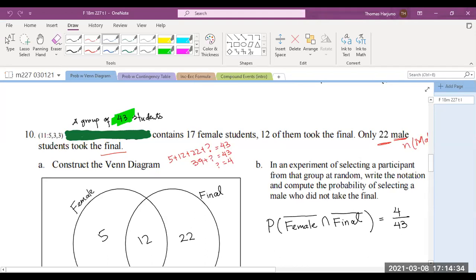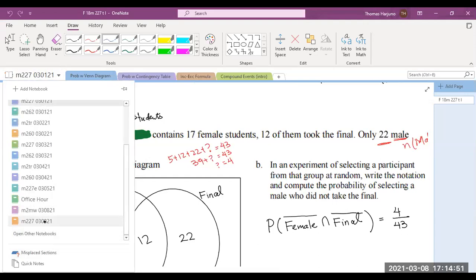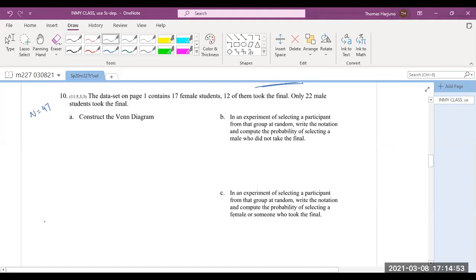Oh, no. This is 43 students. My bad. That one is 47 students, right? Yeah, 47. Okay, but very similar. You can see it's very, very similar. Okay, let me ask you to do this problem.